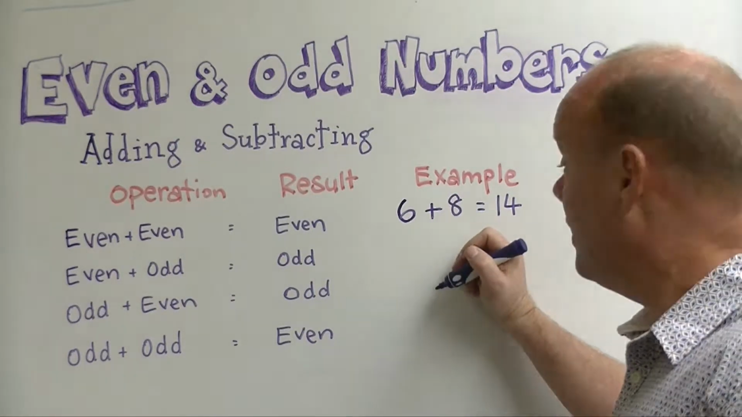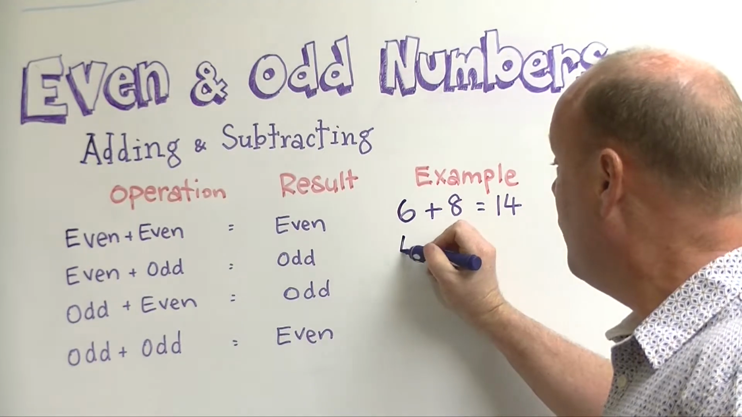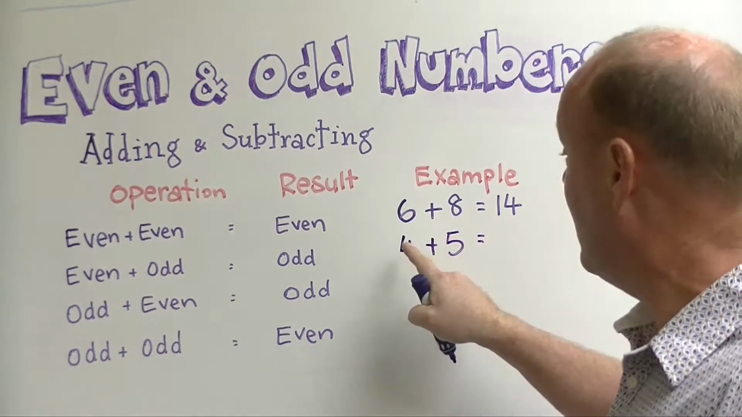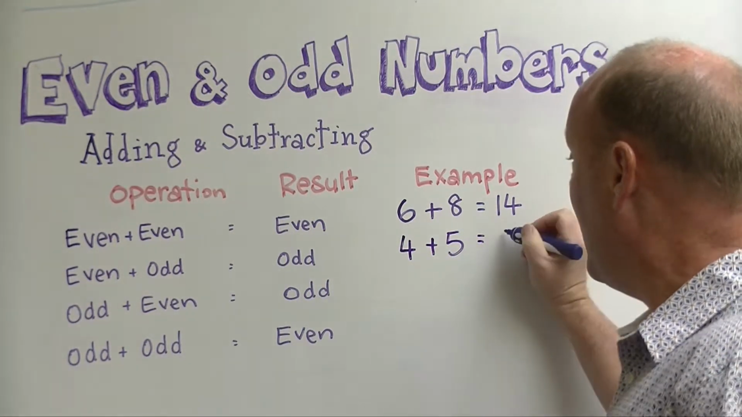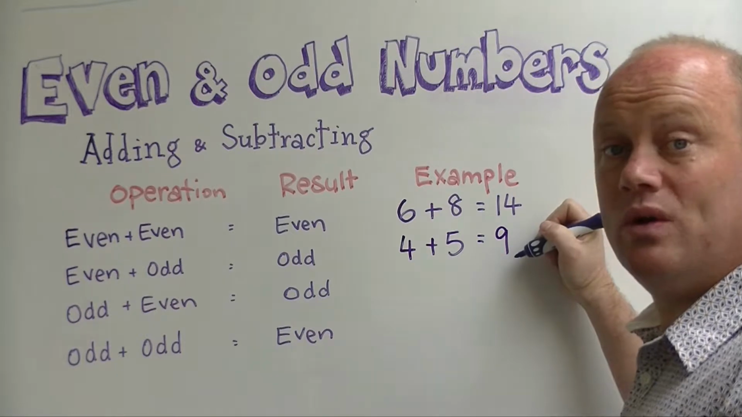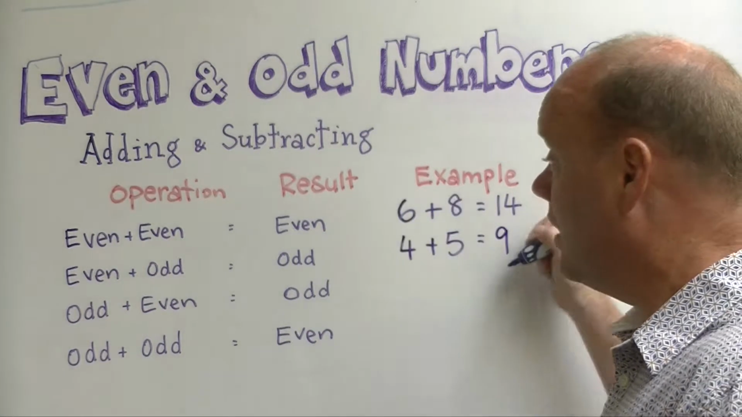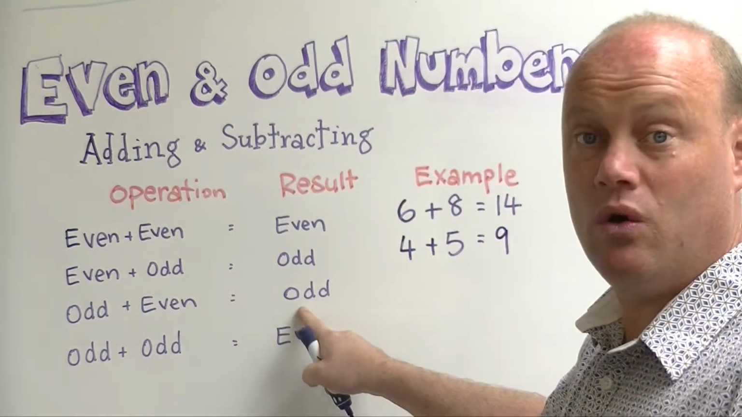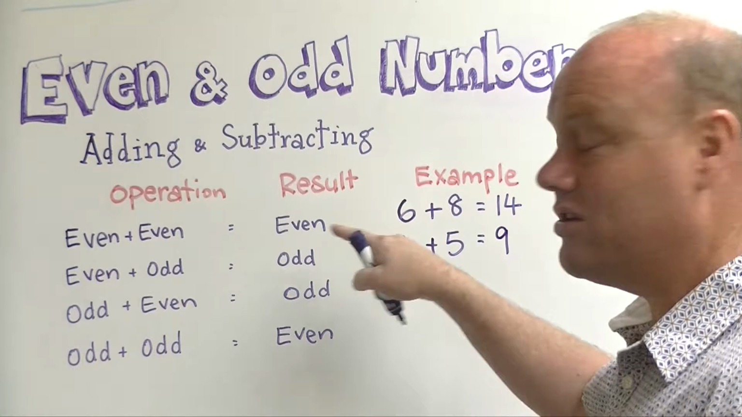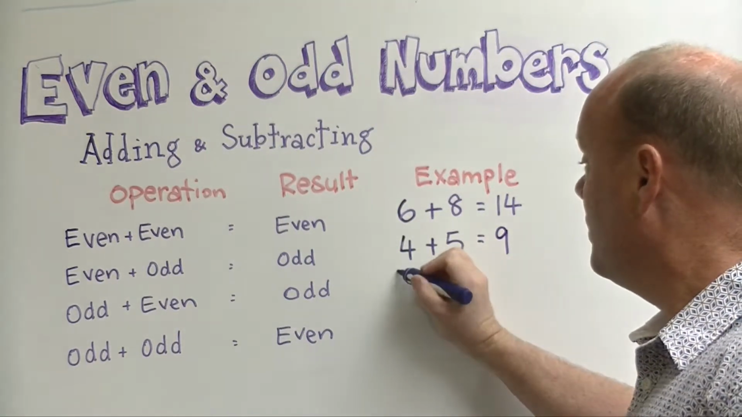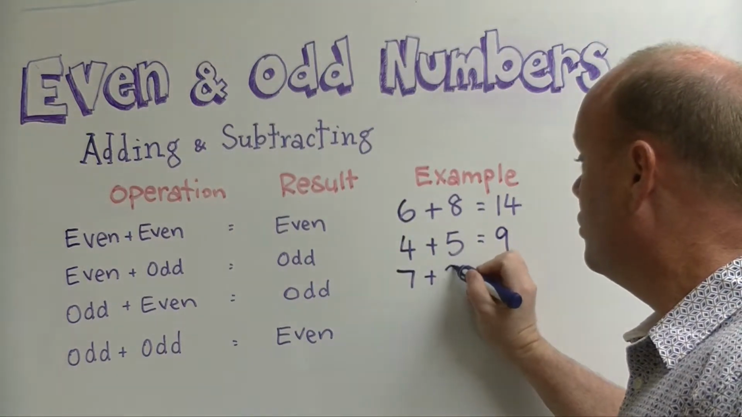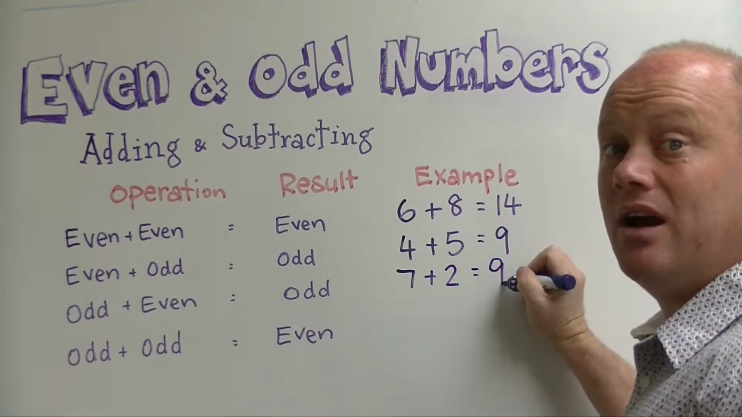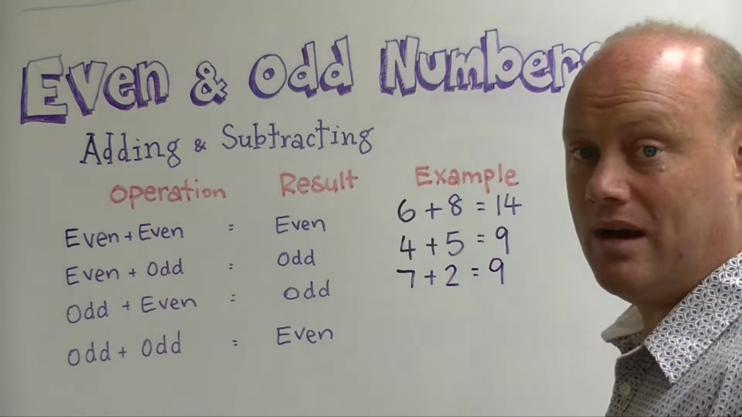For example, if the answer is 4 plus 5, 4 is even and 5 is odd, and the answer is 9, which is an odd number. The same again if I add an odd and an even, the answer will always be odd. It's the same but just turned around. So for example, 7 plus 2, which is an odd plus an even, the answer again is 9, which we know is an odd number.